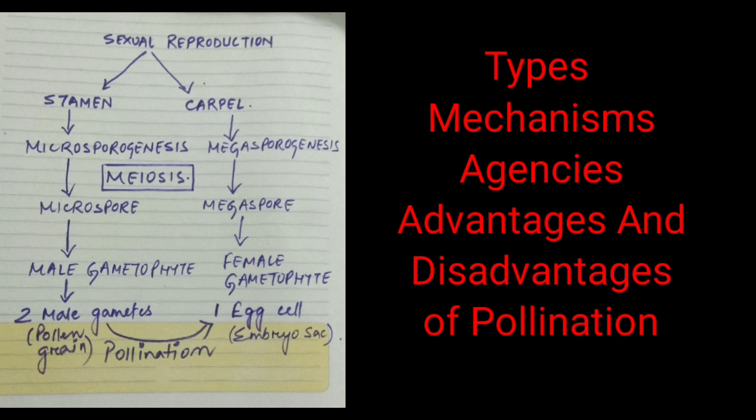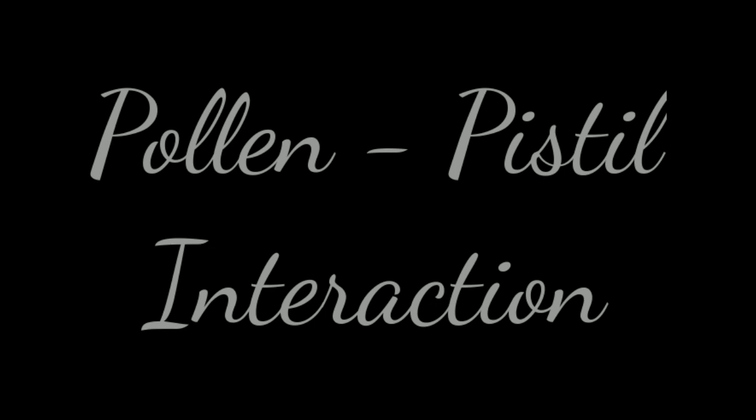So in the last class, we discussed the types of pollination and the various agencies that lead to pollination. So in today's class, we are going to discuss the process of fertilization. Before the process of fertilization, an interaction takes place on the stigma of the flower, which is called pollen-pistil interaction. Now let's see what it is.